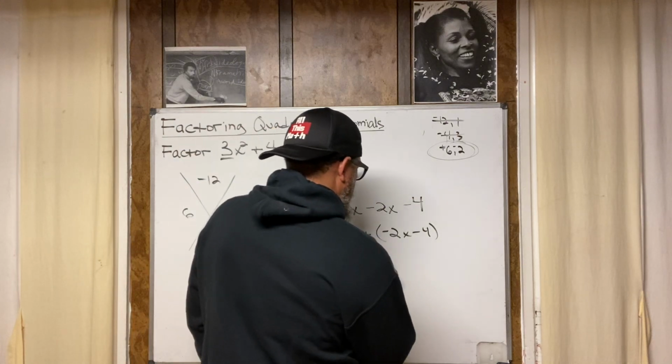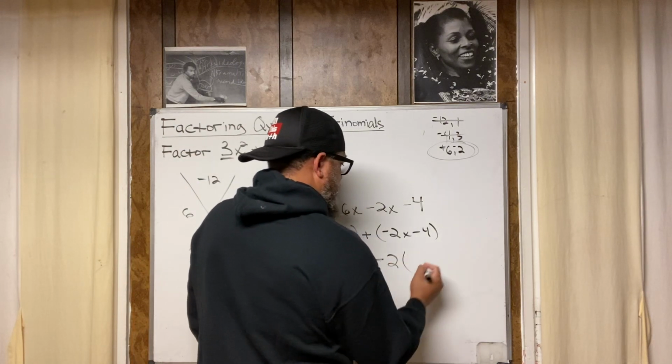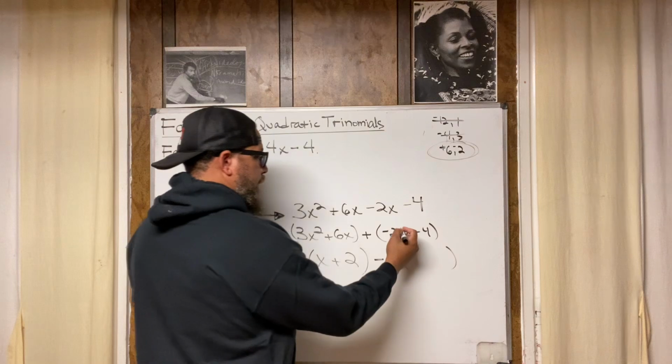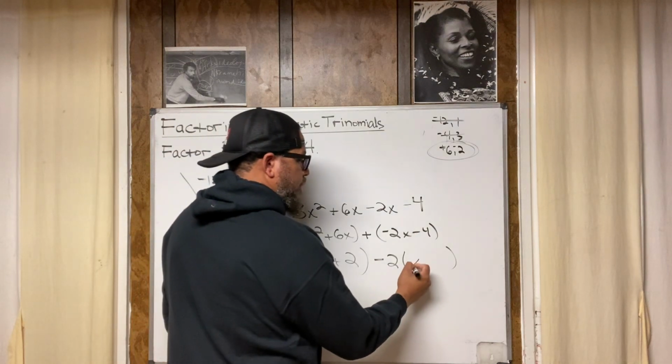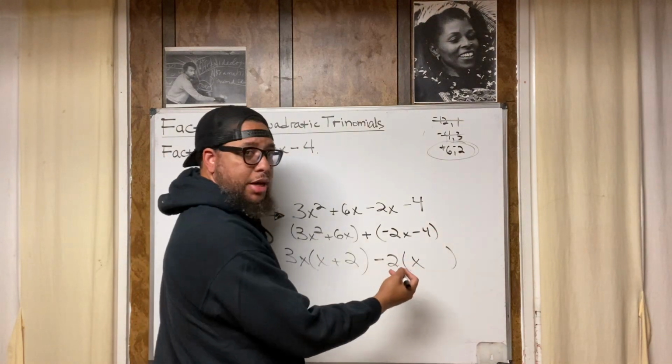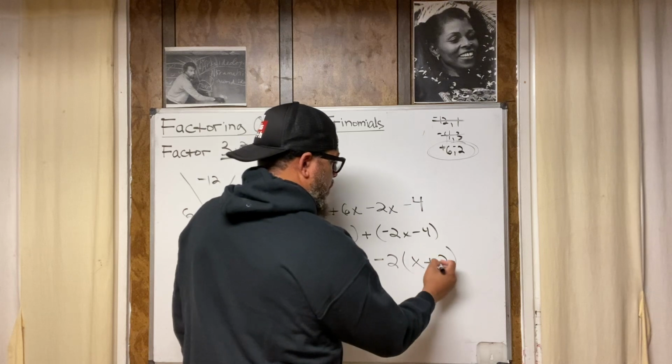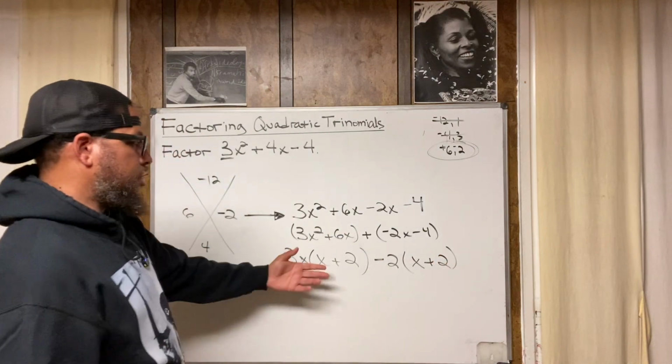So we're going to do this. We're going to say minus 2. And then inside the parentheses, we're going to have negative 2x divided by negative 2, which is positive x. And then negative 4 divided by negative 2, which is positive 2. All right. Now, this is what we want.